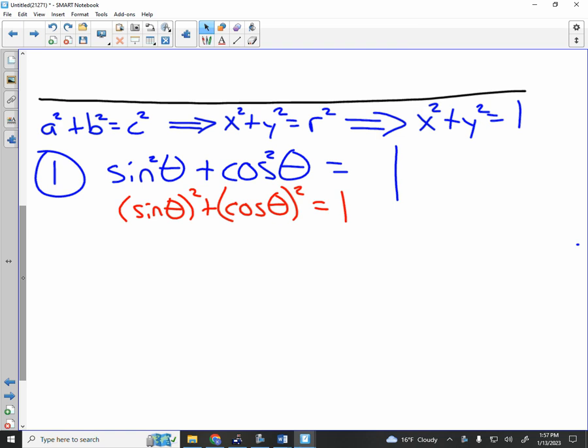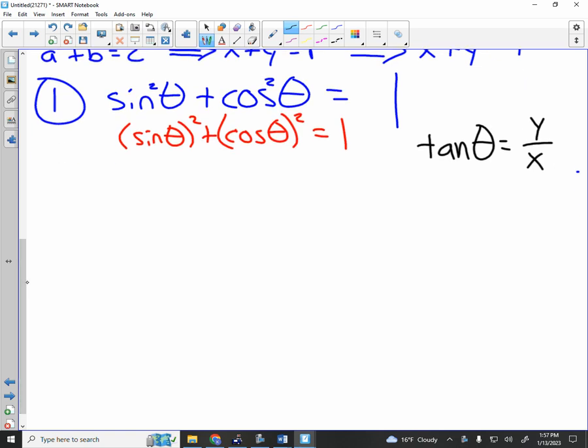All right. There's another formula. Tangent of theta is equal to y over x. Well, considering what we just talked about, instead of saying tangent's y over x, what could we say? Tangent is, very good, y is sine of theta, and x is cosine of theta.